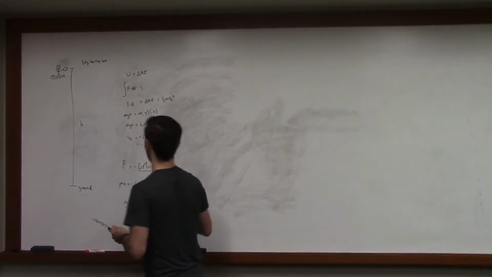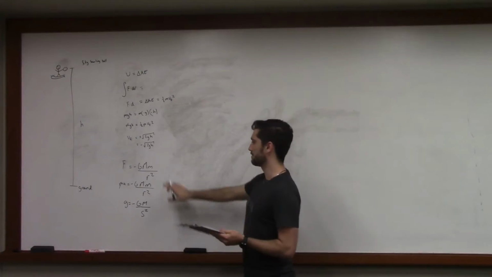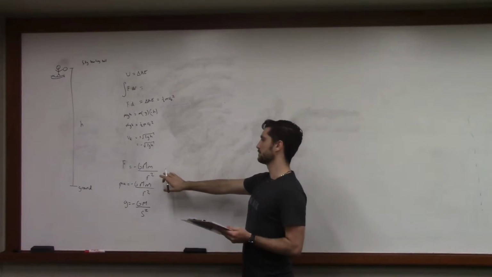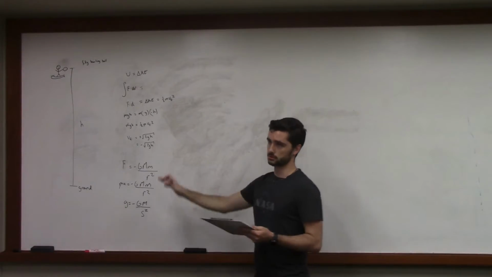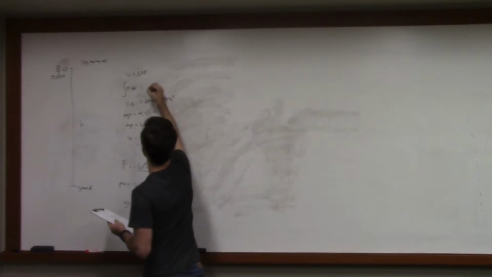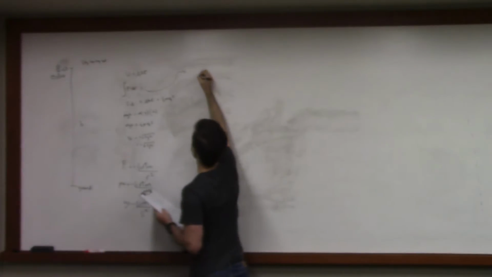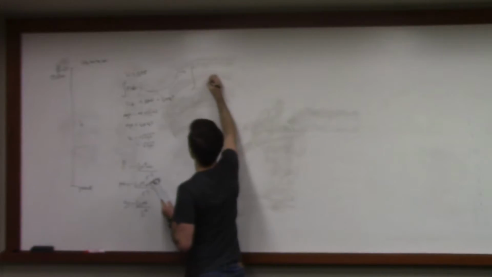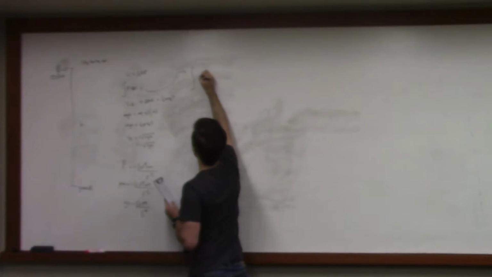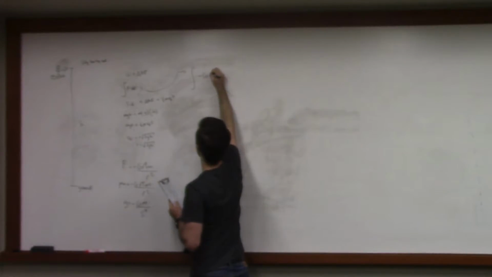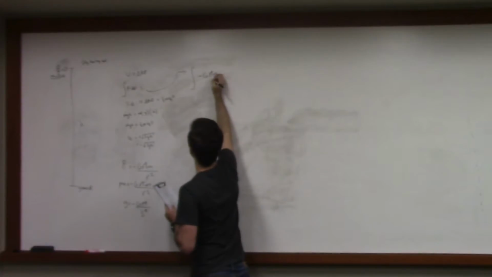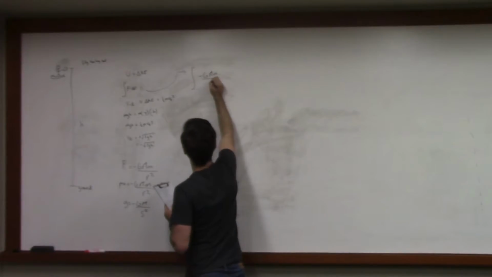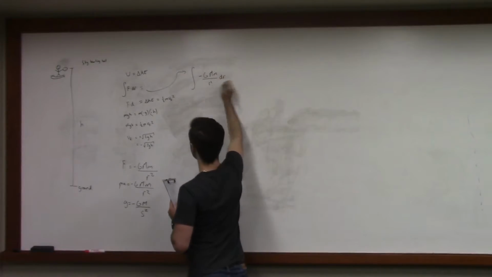So we already know what F is. F is negative G times big M times little m divided by r squared. So we can take this, and I'm going to start right here. This is the integral of negative G, big M, little m, divided by r squared dr.